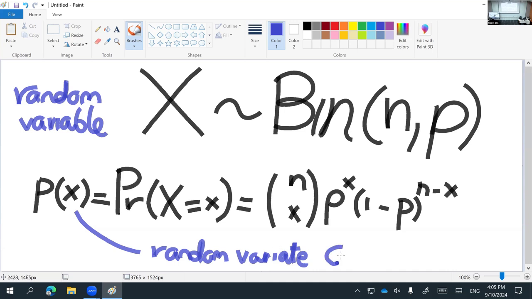In this case, 0, 1, ..., n, because this model is a finite probability model, right? Now, this is the random variate. This is a random variable.